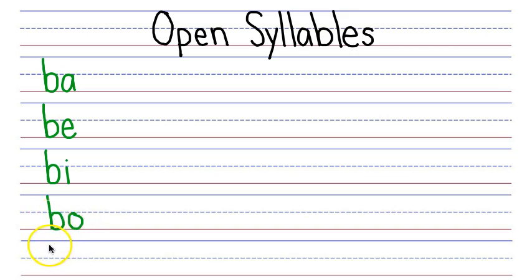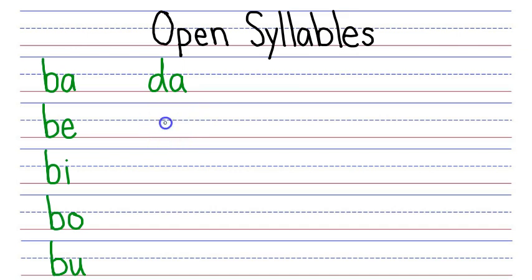Next, write bew with a B that says b, and a U that makes a long U sound, U, bew. Bew is the first syllable in the word bugle. Next, write day with a D that says d, and an A that makes a long A sound, A. Day is the first syllable in the word datum, which means a piece of information.